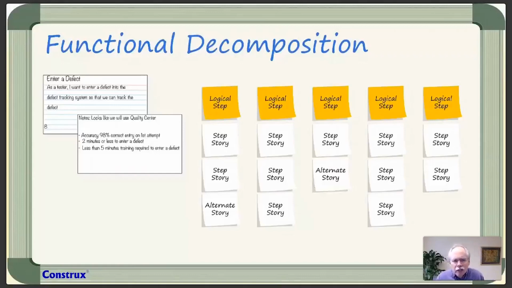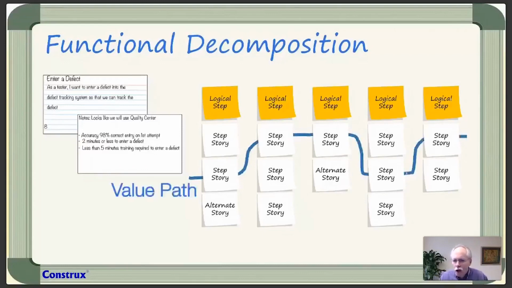But what I really need is to create an instance of entering a defect. I don't need an instance of all these things. I don't need to build all these things initially. I need to build at least one way to enter a defect. I need to figure out some path through these that allows me to get one instance of entering a defect. And that's my value path, right? That's what I think of as a value path. A value path is one way through all these things that delivers the value of entering a defect.